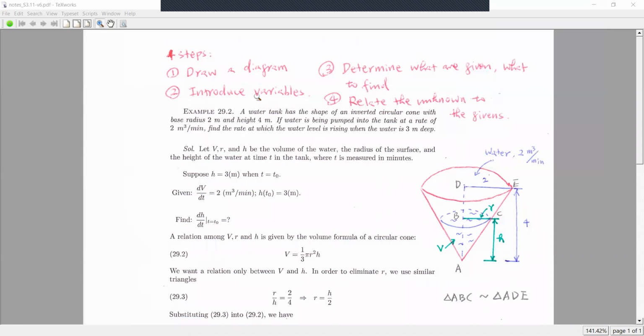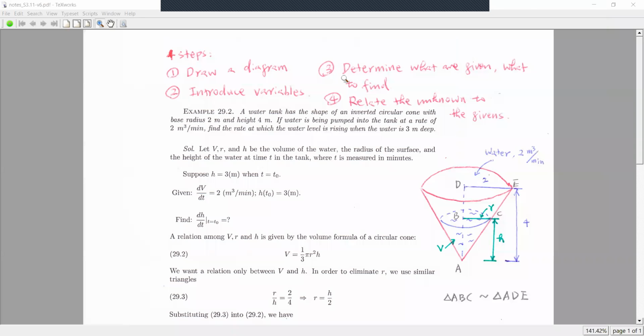Step 2, introduce variables. Let V denote the volume of the water in the tank, R the radius of the water surface, and H the height of the water. Volume, radius, and height are not constants because water is entering the tank. They are functions of time.